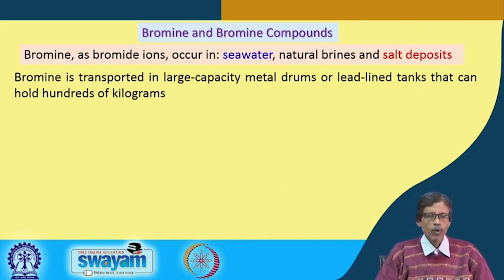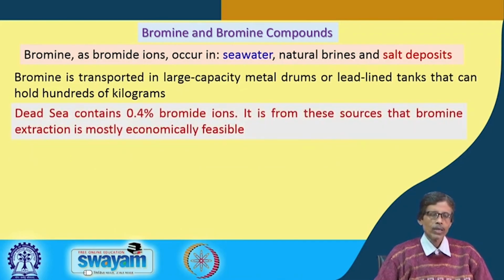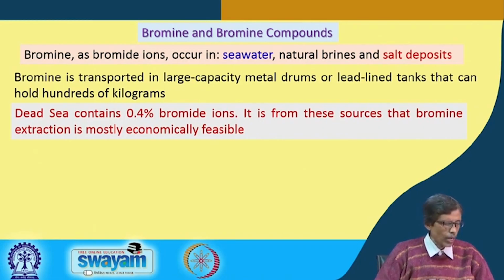Then the bromine can be transported in large capacity metal drums or lead-lined tanks that can hold hundreds of kilograms of this material. So this bromine, which is a very corrosive, red colored liquid, can be stored and can be transported from one side to the other.